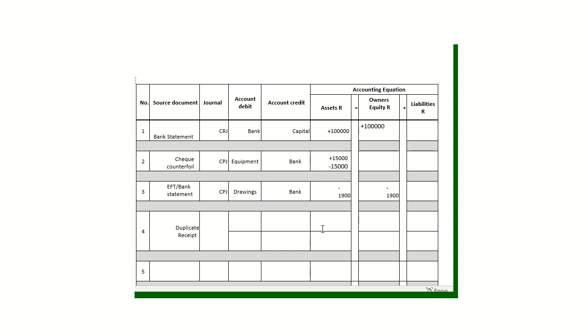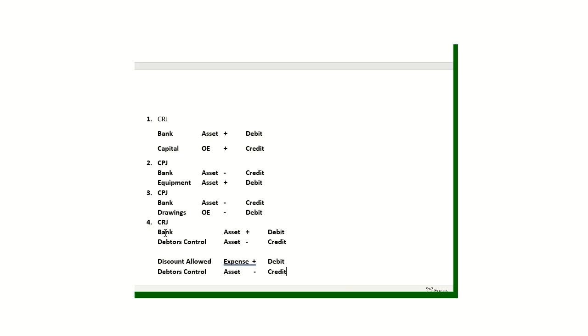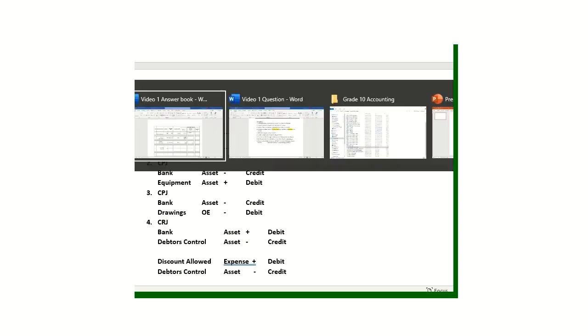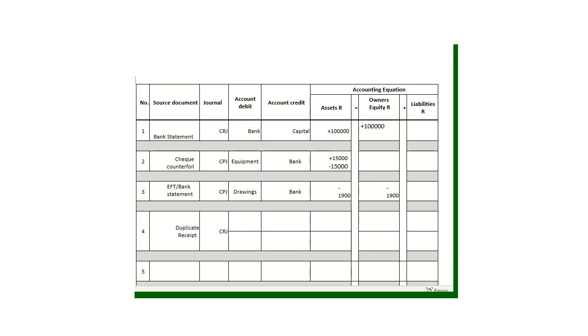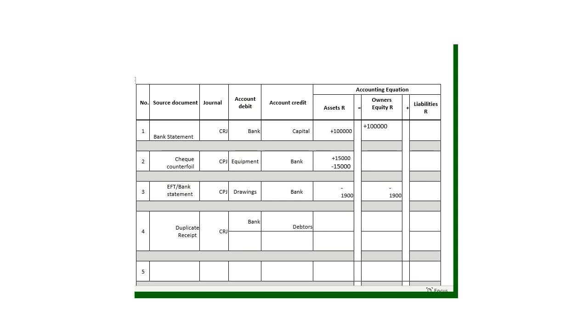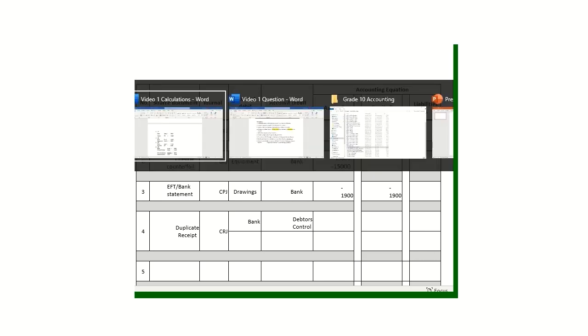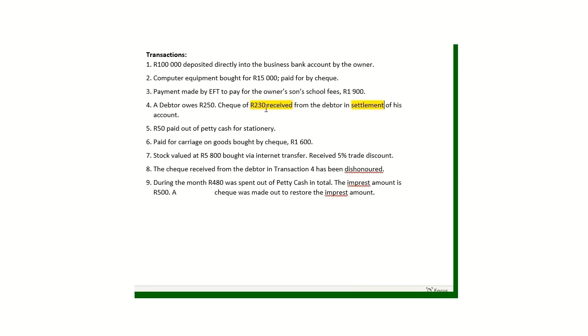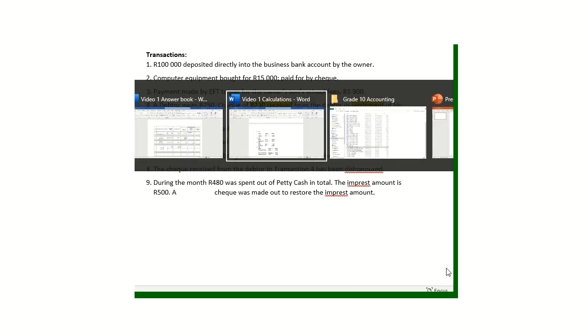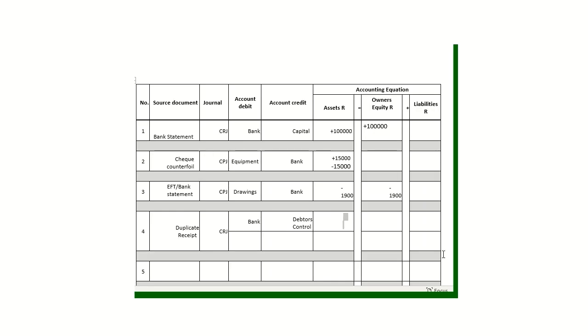What is the journal? We receive money, CRJ. Let's go back to our calculation. First part was bank debit, debtors control credit. So bank debit, debtors control credit. What is the amount that we actually receive? 230. So it is 230 rand.